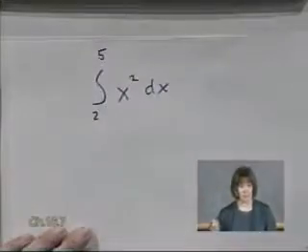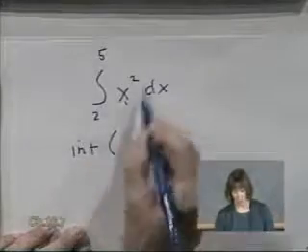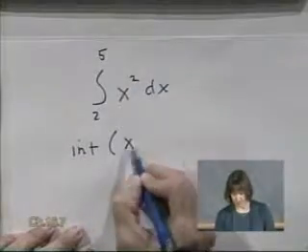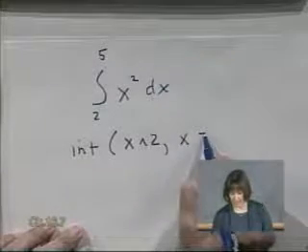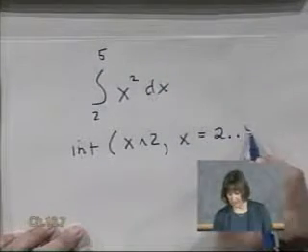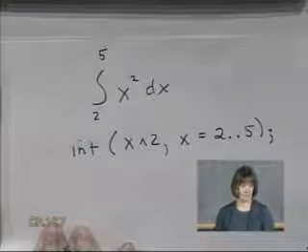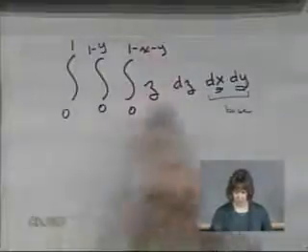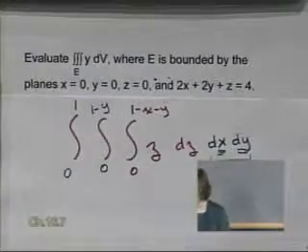the Maple command is just int, parentheses, what your integrand is, x squared, comma, x equals 2 dot dot 5, and every output command has to end in a semicolon. Okay, so let's put this on Maple and see what we get. We'll pop that there. You all have that copied down? Okay, turning on Maple.